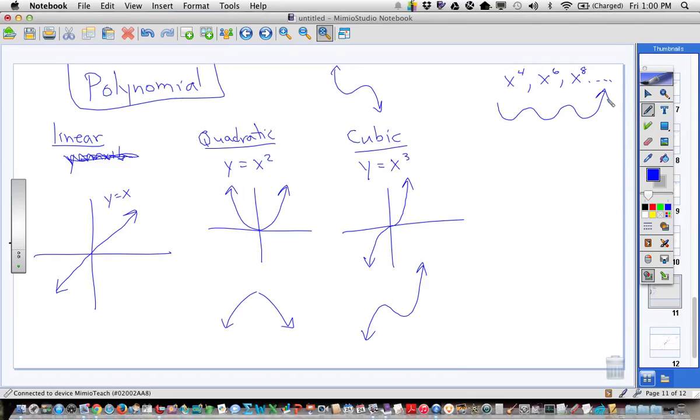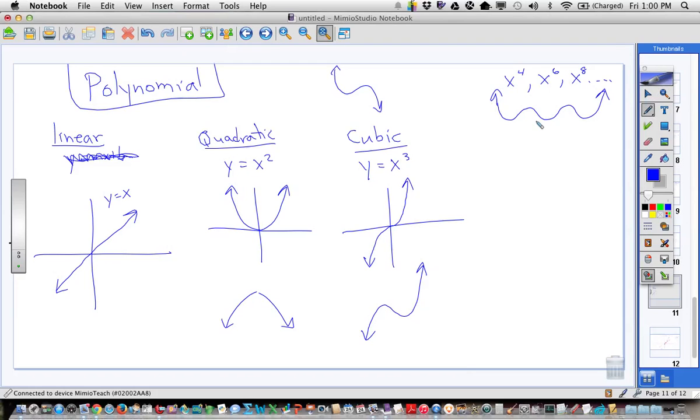Now, you can get multiple humps and bumps, though. Now, how many depends on the degree. If you have an x, this could not be an x to the 4th. This would have to be an x to the 6th. X to the 6th, it can always have one less local max min than the degree. So here I've got 1, 2, 3, 4, 5.